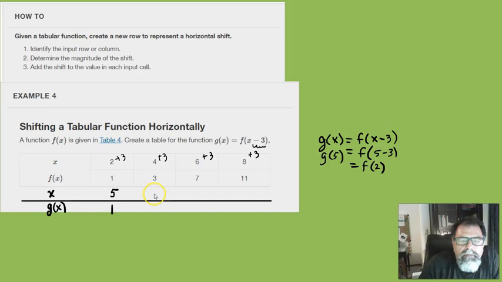So 4 plus 3 is 7, and the y value stays the same. 6 plus 3 is 9, y value stays the same. 8 plus 3 is 11, and then the y value stays the same. Okay, so that's kind of the way I do it. It's presented a little bit differently in the book. You can read that and decide which way makes more sense to you. But this is the way I'm going to refer to it.